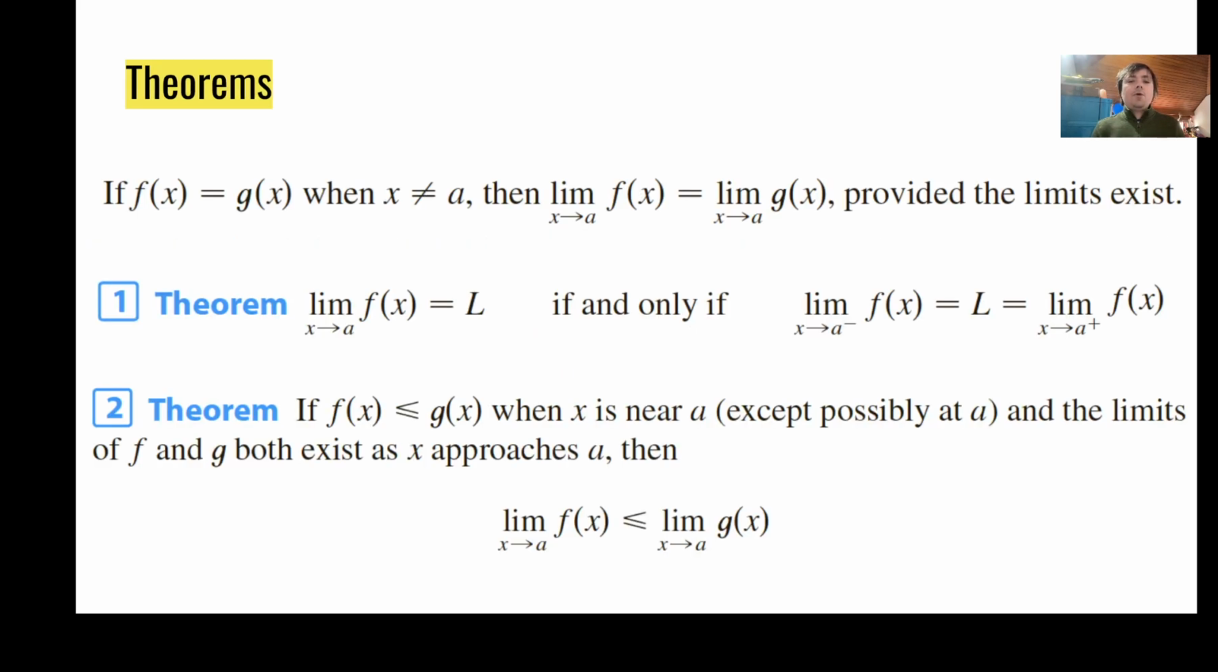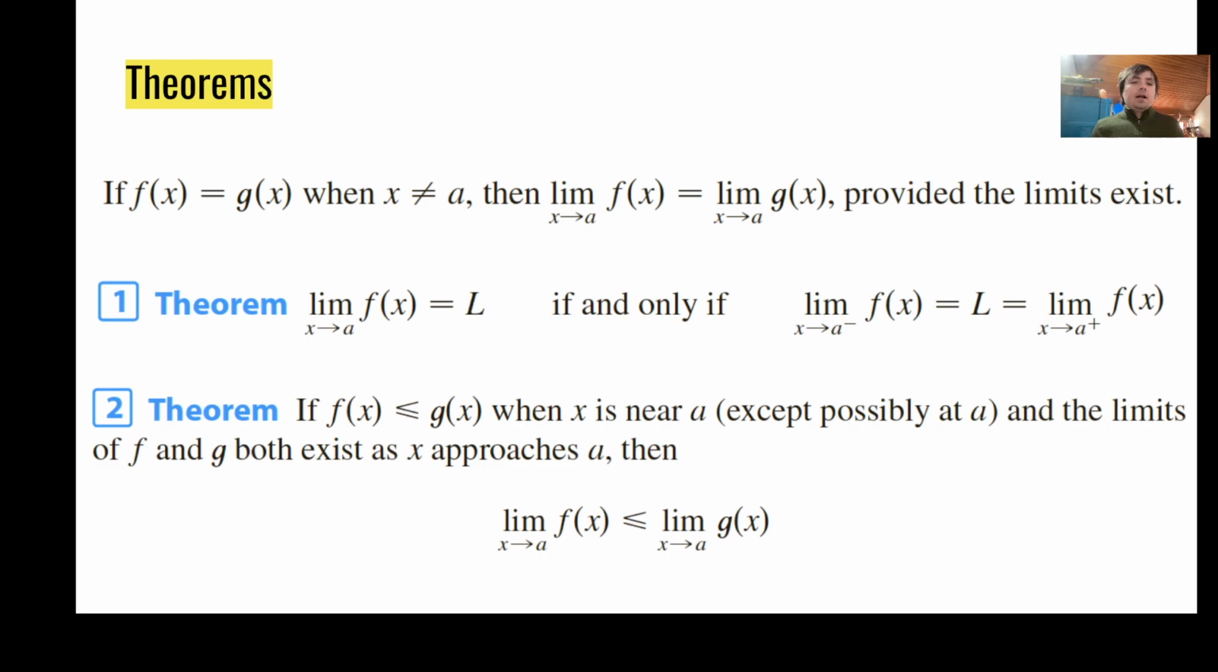Okay, and so a few more theorems. So if f of x equals g of x when x does not equal a, then the limit as x approaches a of f of x equals the limit as x approaches a of g of x, provided that the limits exist for those functions.